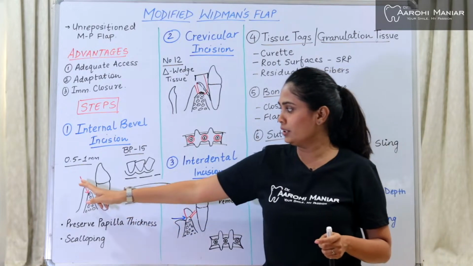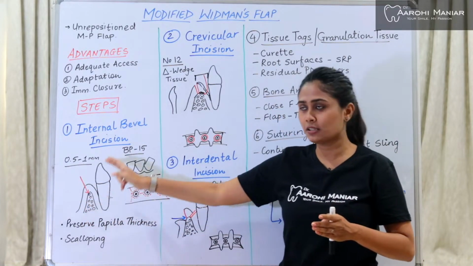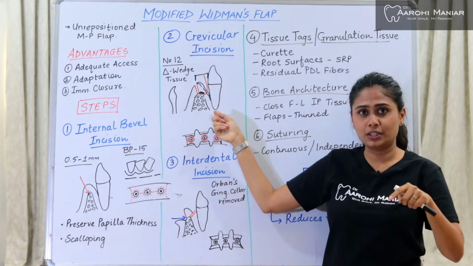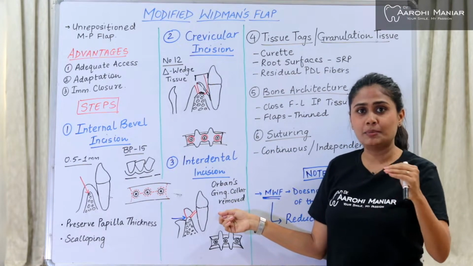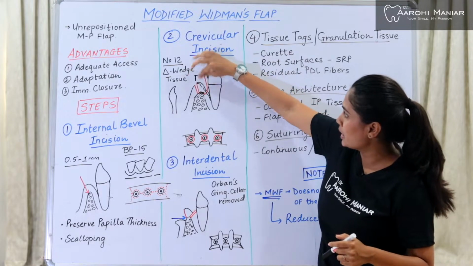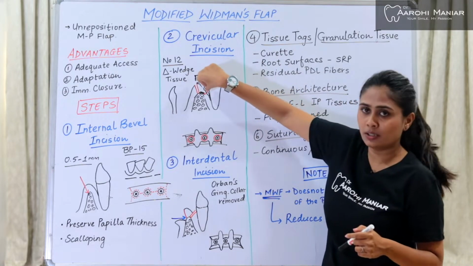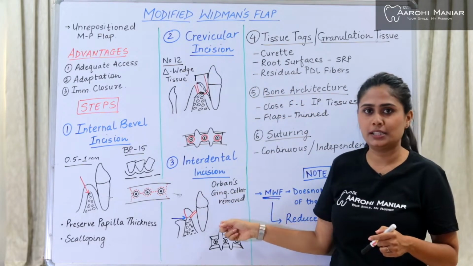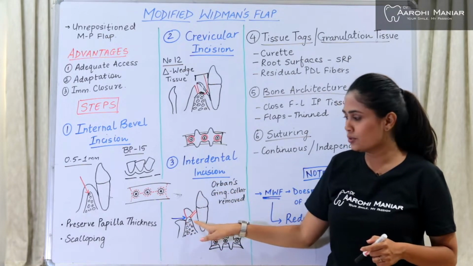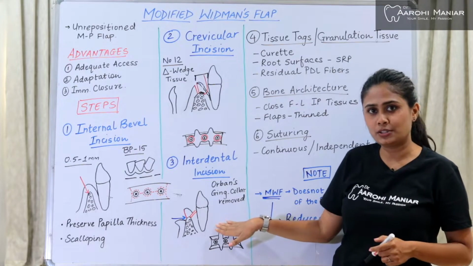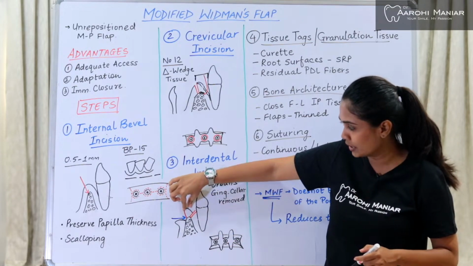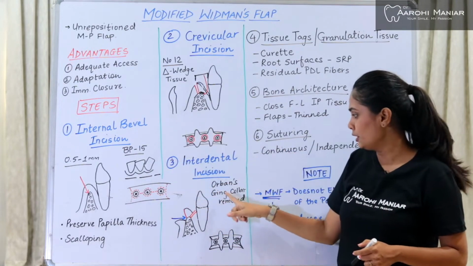We started with the internal bevel, which was from the external surface, then we moved on to the crevicular incision, which was on the internal surface, and third we have to separate these two tissues, we have to pull this apart. So we need to give a horizontal incision, which is our interdental incision. This incision, as you can see in the diagram, goes at a perpendicular level to the crest of the bone, just so that we can remove this much amount of tissue.